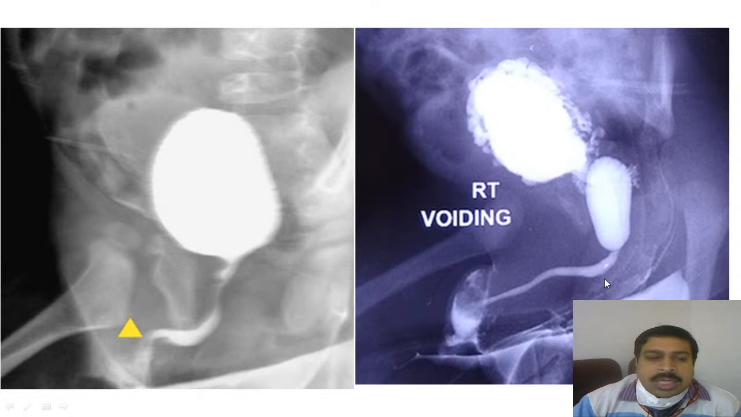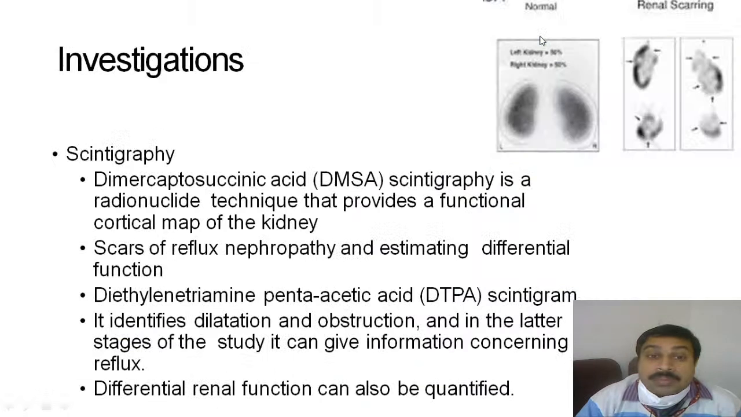So just again showing how a normal MCU should have been. So this is the place. Instead of this urethra, you end up having this kind of a urethra with, of course, back pressure changes. Here a smooth outlined bladder, here an irregular bladder.